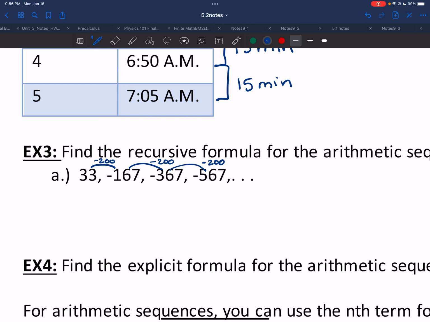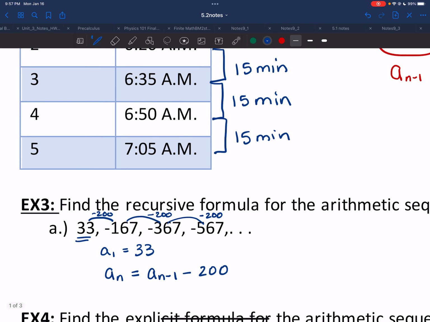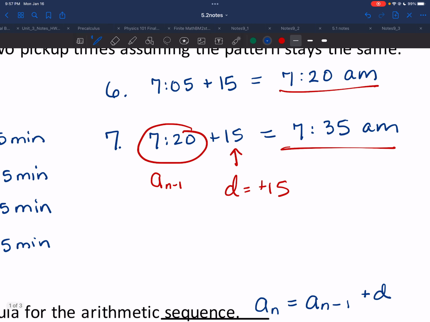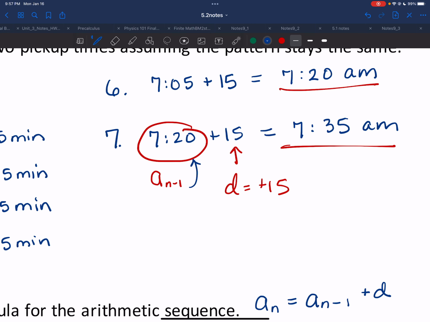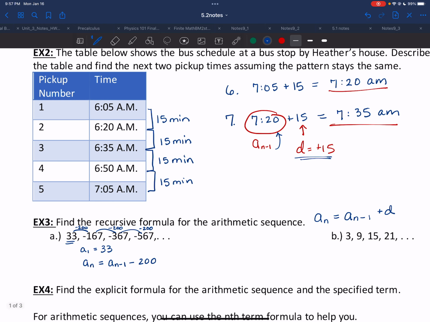So if I'm writing this, I want to first make sure that I say what my first term is, and I'll need that in the next example. So it's always a good practice to write that down. And then I'll have a_n equals a_(n-1) minus 200. Did you see what I did up here? I took a_(n-1) and I added my difference there. So I actually used the recursive method to solve for example 2.